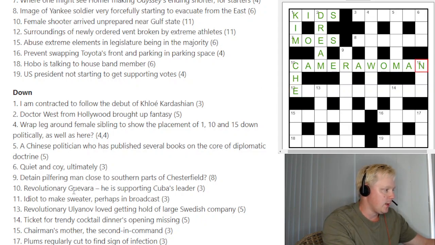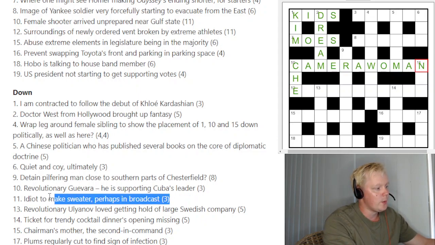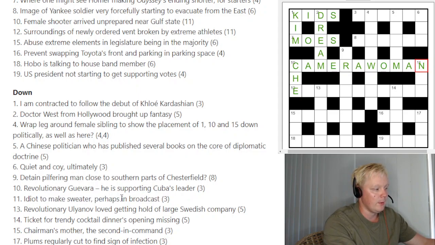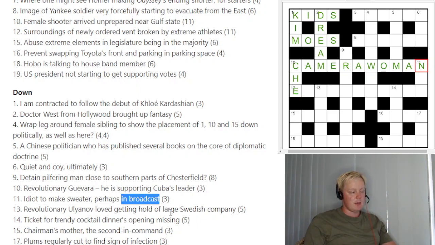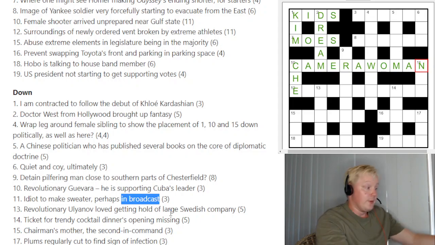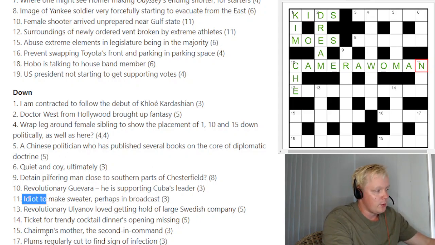Now should we look at this 11 down next? Also a short word. Idiot to make sweater, perhaps in broadcast. Well, this is a clear as day indicator because this is the exact same indicator we saw in part 1 for a sound-alike clue, for a homophone. So if the indicator is at the end, then we're going to have the definition at the beginning. So idiot is going to be the definition. To make sweater, perhaps.